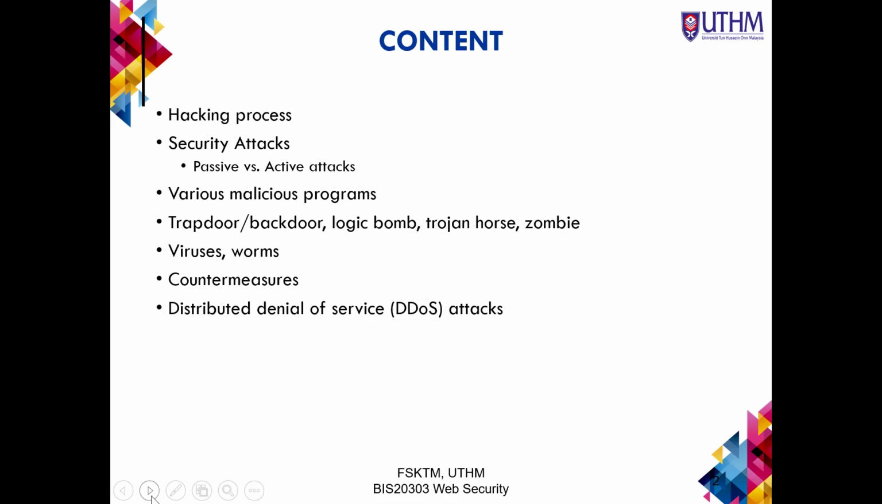So the content of this chapter is we're going to discuss the hacking process, how the security attacks work, comparing passive and active attacks, and various malicious programs. We take a look at what is a trapdoor or backdoor, logic bomb, Trojan horse, a zombie, viruses, worms, how we do the countermeasures, and what is the meaning of DDoS or distributed denial of service or denial of service.